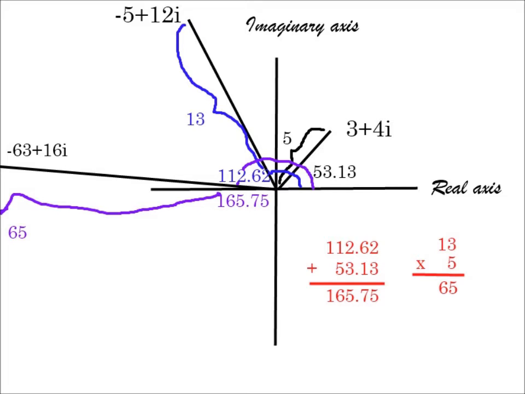This is also in the second quadrant. And when you find the magnitude, you get that it is 65, which is, not surprisingly, 5 times 13, which are the magnitudes of the first two complex numbers. And then this is easier to see when graphed, but the angle that we get using the complex number negative 63 plus 16i is 165.75 degrees, which we saw was the sum of theta plus alpha.